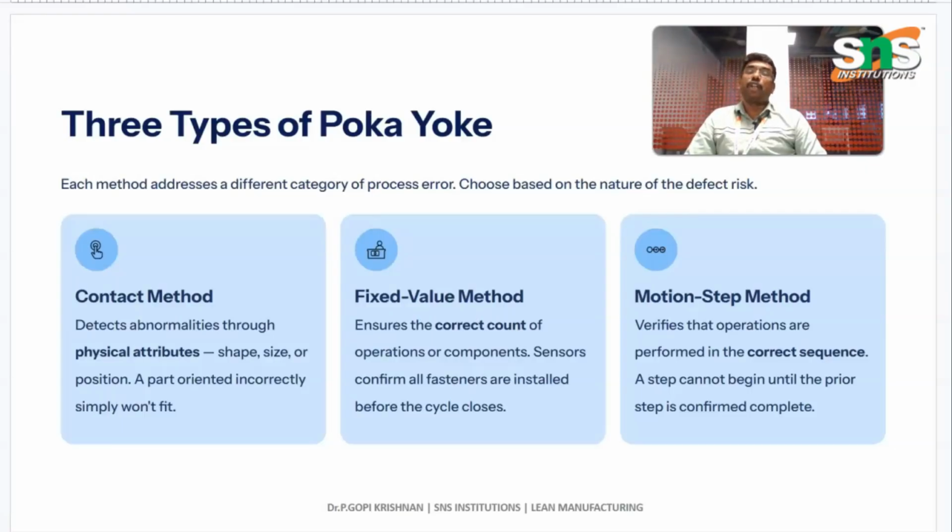Second one, the fixed value method. It ensures a correct count of operations or components. The sensors confirm all fasteners are installed before the cycle closes. And the third one is motion step method. It verifies that all the operations in the manufacturing sequence are performed in the right order, that is in the right sequence. A step cannot begin until the previous step is complete.